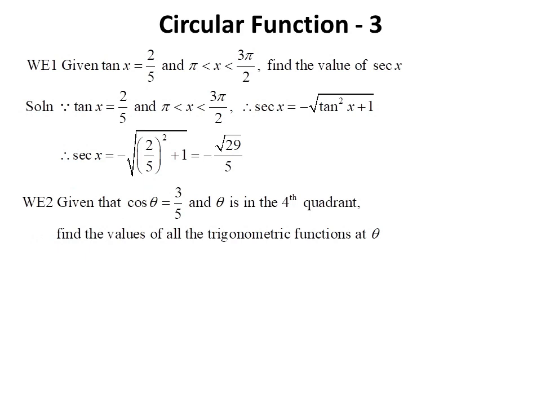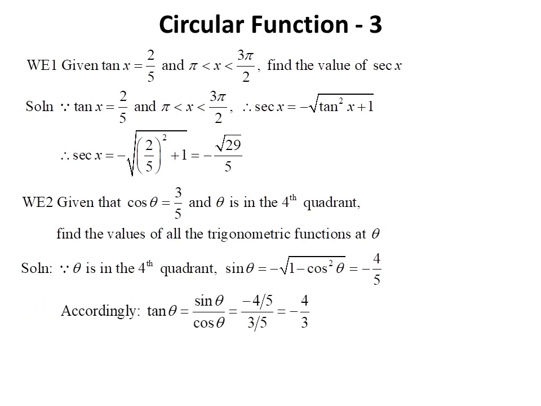In example 2, it is given that cosine theta equals 3 over 5 and theta is in the fourth quadrant. The question is to find the values of all the trigonometry functions at theta. Since theta is in the fourth quadrant, sine theta equals negative square root of 1 minus cosine squared theta, which equals negative 4 over 5. Accordingly, tangent theta equals the ratio of sine theta to cosine theta, which equals negative 4 over 3.